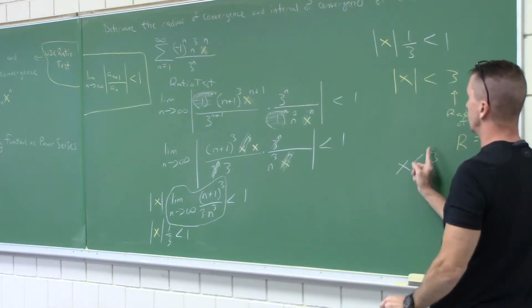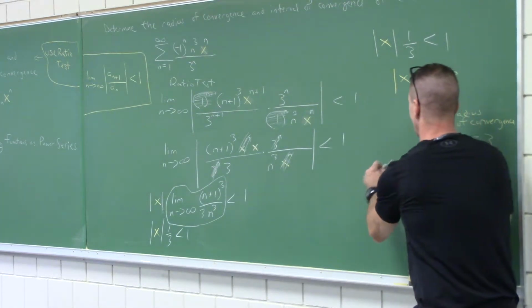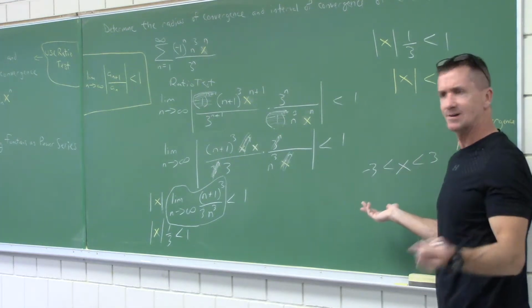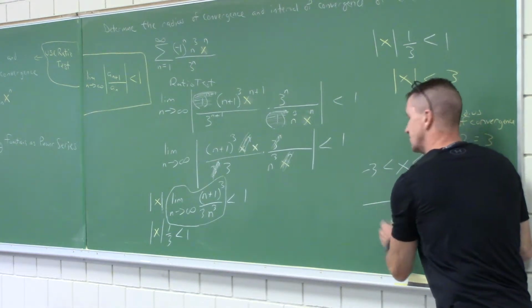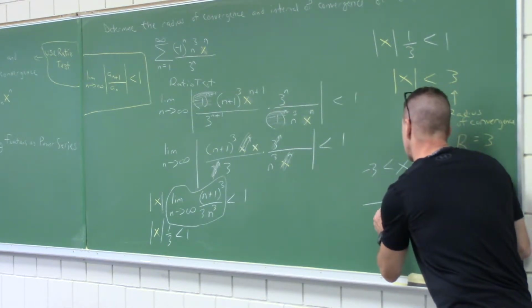I can put a 3 here. What do I got to put on the other side? -3. Good job. You just solved the absolute value inequality. What's that look like on a number line? Just so we can look at these numbers. You just found all the values of x that make it converge.